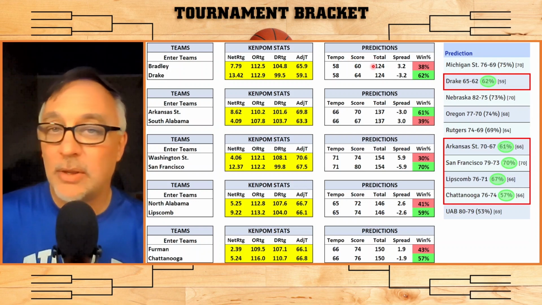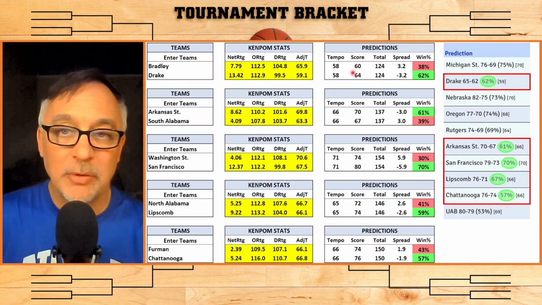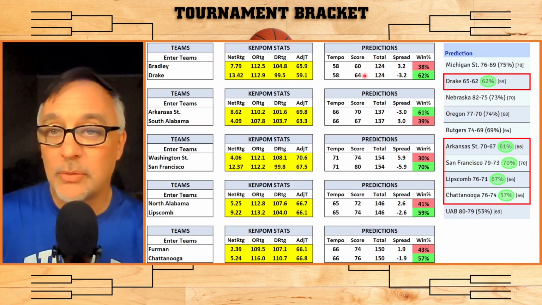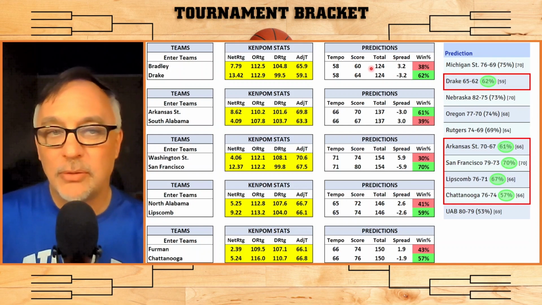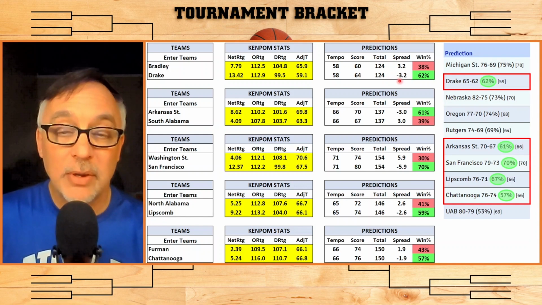The total is really simple. Just take the scores and add them together. The spread is also simple. Just take the opposite score and subtract the current score. That's because we want to have a negative number for the spread. So Drake is actually a negative 3.2 favorite here in this game.